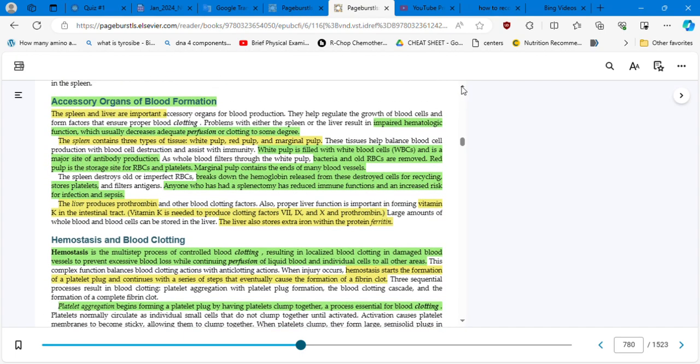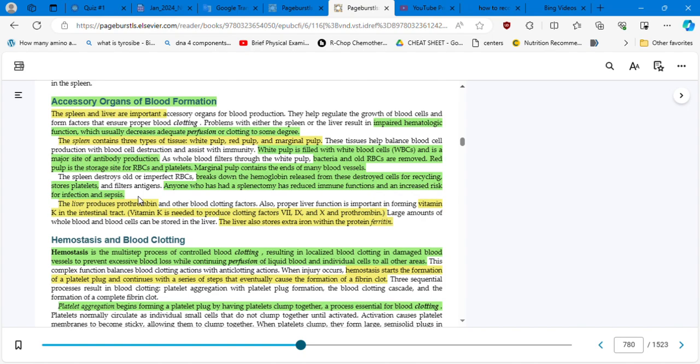Accessory organs of blood production, the spleen and the liver, are important. Impaired hematologic function usually decreases adequate perfusion or clotting to some degree. The spleen contains three types of tissue: white pulp, red pulp, and marginal pulp. You're welcome to read this definition to be more familiarized and to master the concepts. Anyone who has had a splenectomy has reduced immune function and an increased risk for infection and sepsis, okay?